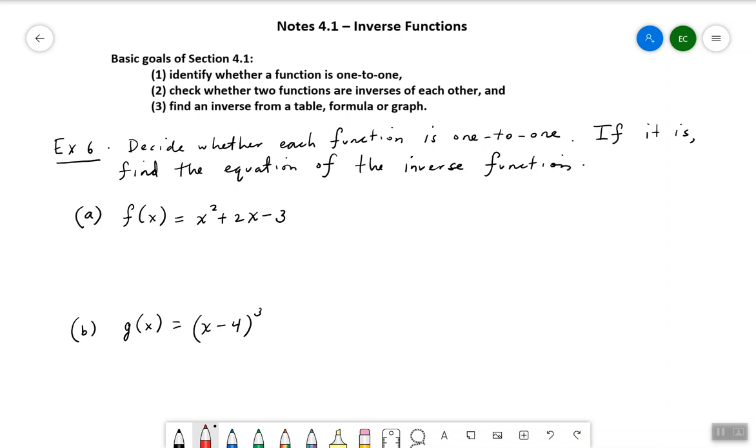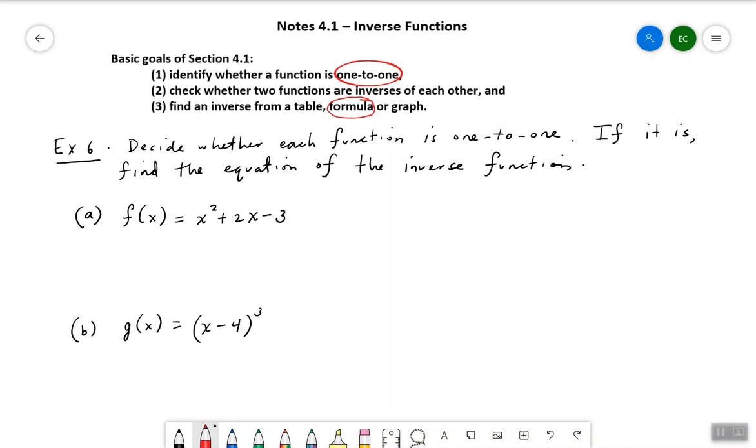Okay, this is the last video in section 4.1. We have already covered all of the basic goals of the section. We want to go back and emphasize a few points. So in this video, we'll talk a little bit more about whether a function is one-to-one. And then we'll also talk about finding an inverse from a formula, or we say find an inverse symbolically.